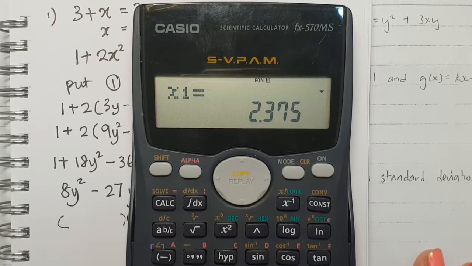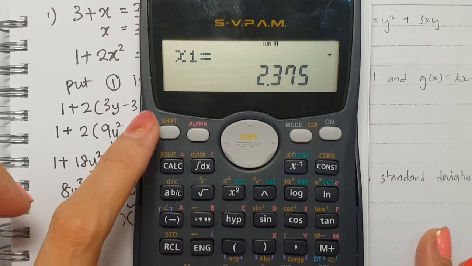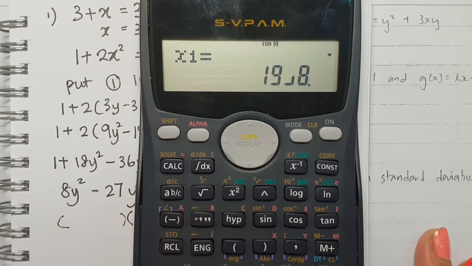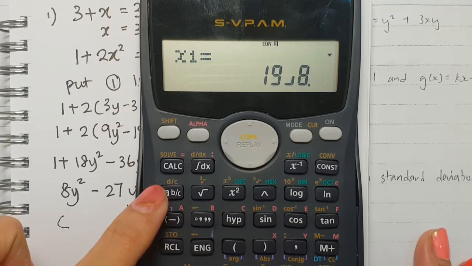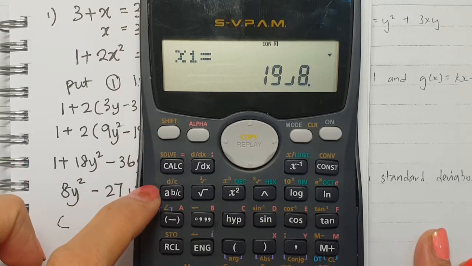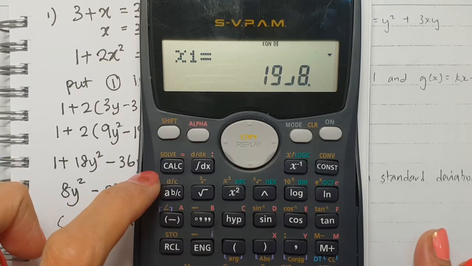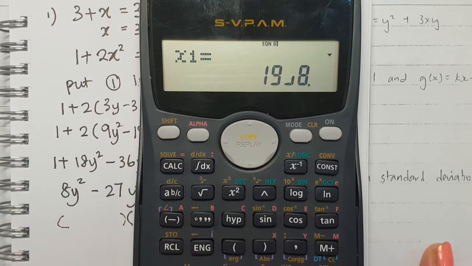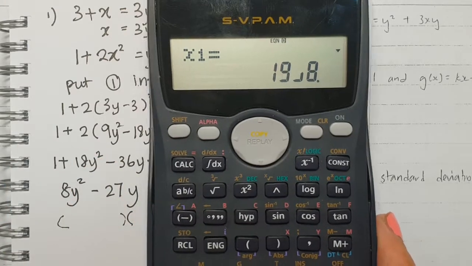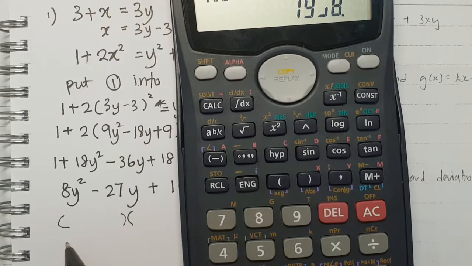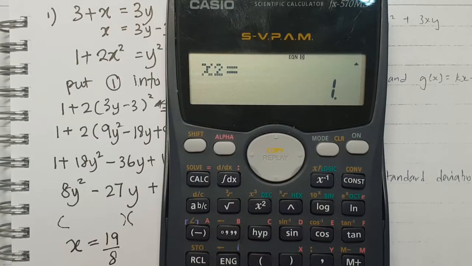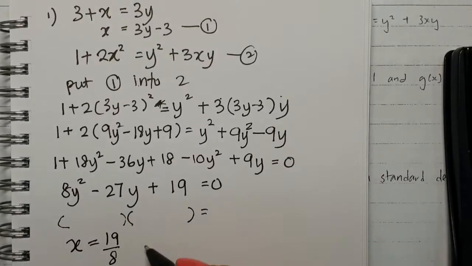Now let's check if we can write this one in the fraction form or improper fraction. So let's check. Press the fraction button, which is this, the A b/c. I choose shift this button because I want it to be in the improper fraction. So 19/8. So x1 is 19/8. Let's write that down first, down here. X equals to 19/8, and the other x, x2 is 1, or x equals to 1.